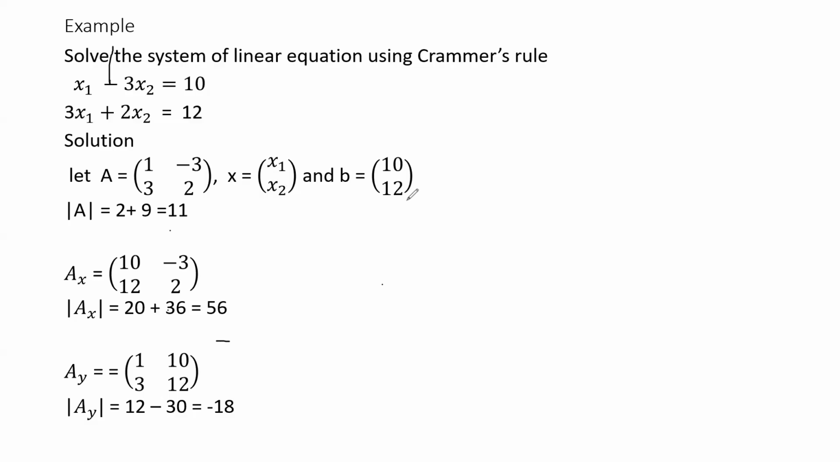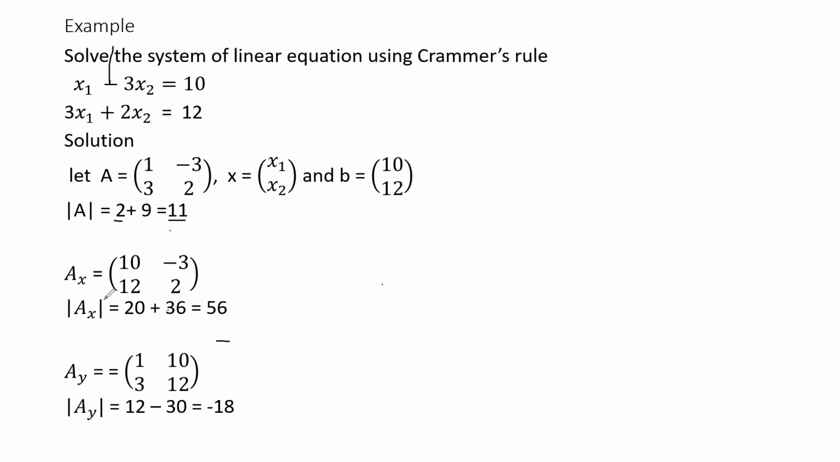Are you all following? Yes, sir. Good. So let's find the determinant of A. 1 times 2 is what? 2. Write 2 here. Minus 3 times 3, minus 9. Minus minus 9 becomes plus 9, which is 11. So the determinant of A is 11. It's very simple.